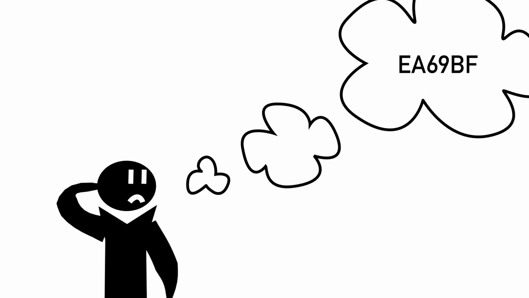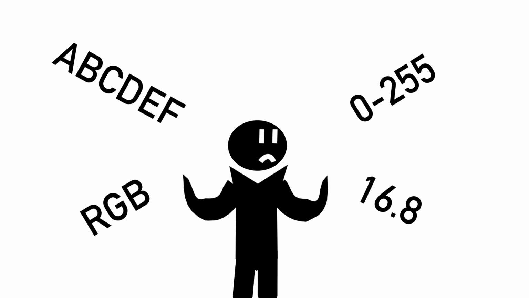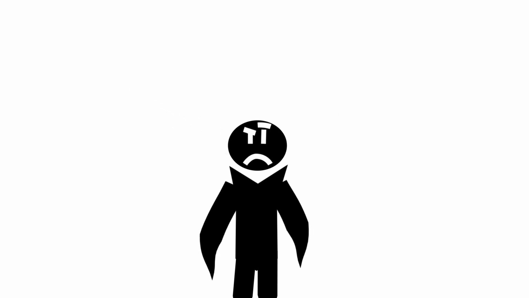When you hear the term hexadecimal, you are probably thinking of the 6-digit color code that you use on apps such as Photoshop, After Effects, or Ibis Paint. But how do they work? And what do all the numbers and letters mean? To answer that, we need to first talk about how the screen produces colors.